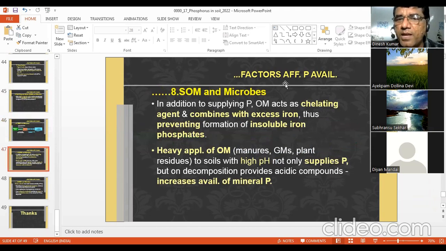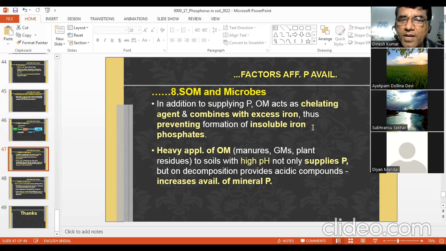In addition to supplying phosphorus, organic matter also acts as a chelating agent, because ultimately it produces humus, which is a chelating agent and combines with the excess iron. So it can reduce the iron toxicity, thus preventing formation of insoluble iron phosphate. So that way your humus is useful. The more the humus, the more the iron toxicity can be reduced, hence the phosphorus fixation.